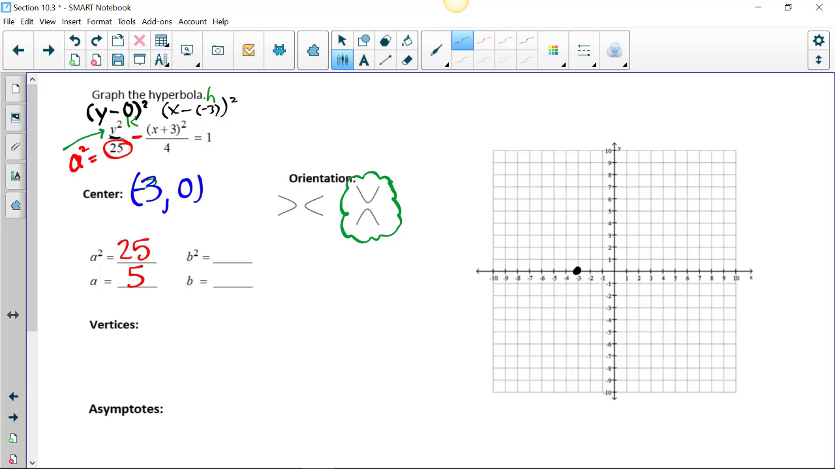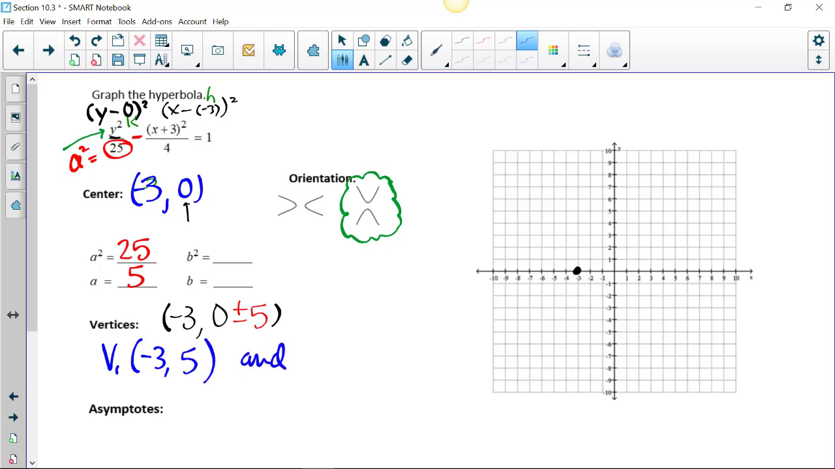Okay, so if I want to find the coordinates of my vertices, then I recommend you do not rely on the graph. Come up with the coordinates of the vertices, then plot them and make sure that they appear that they're in the right place. Okay, so because I'm going up and down, I'm changing the y coordinate of the center. So the x coordinate will stay negative 3. I'm taking 0 and I'm adding and subtracting 5. So that's going to give me my vertices. My first vertex is going to be negative 3, 0 plus 5, or 5. And my second vertex is going to be negative 3, 0 minus 5, which is negative 5.